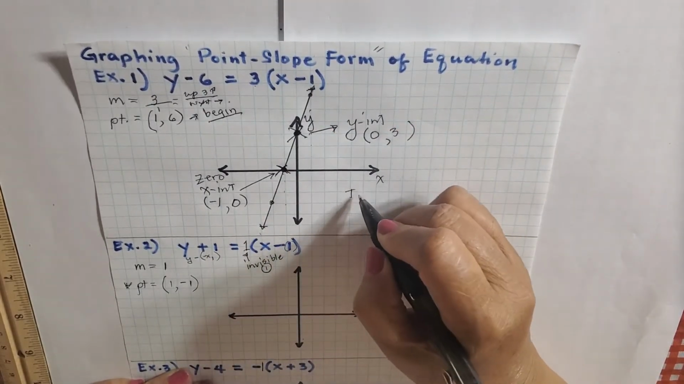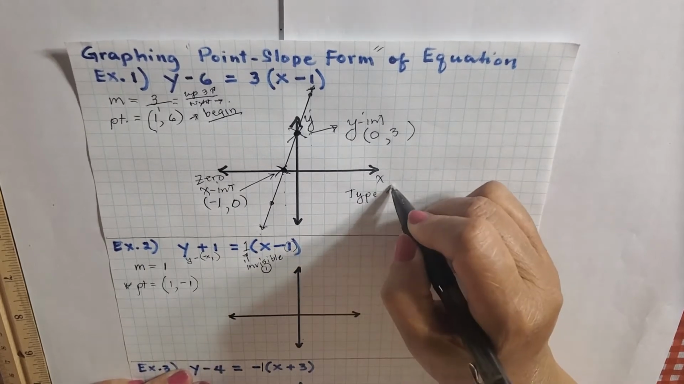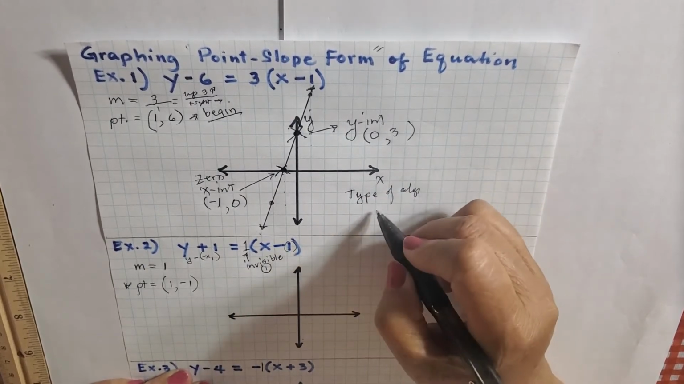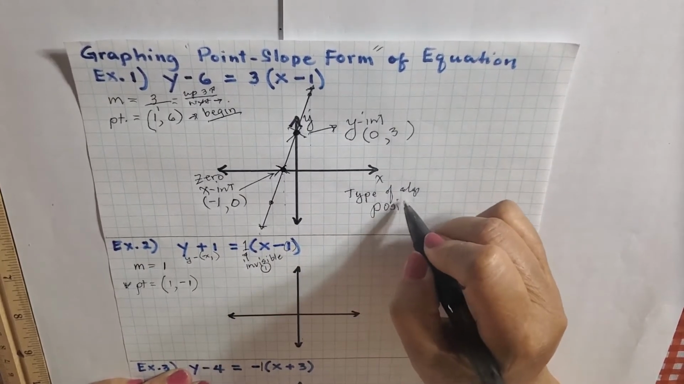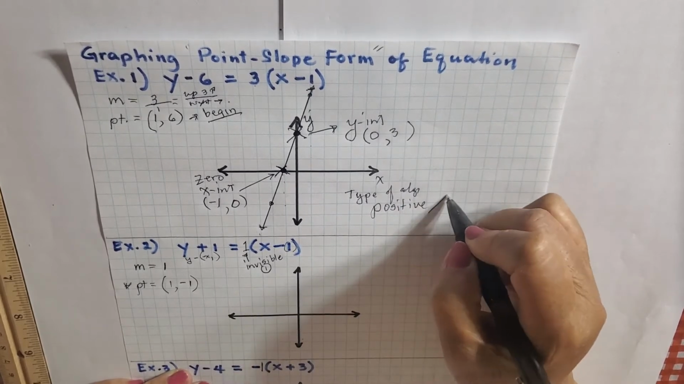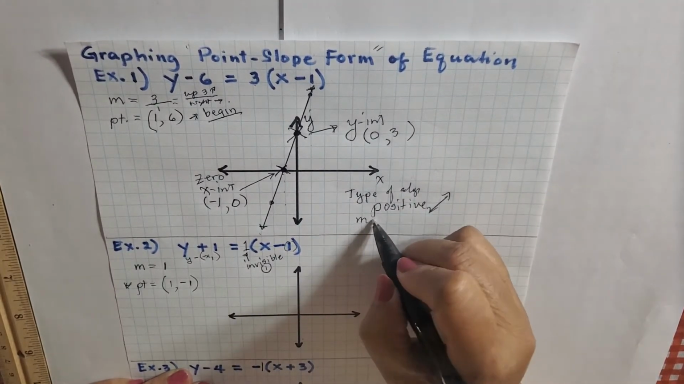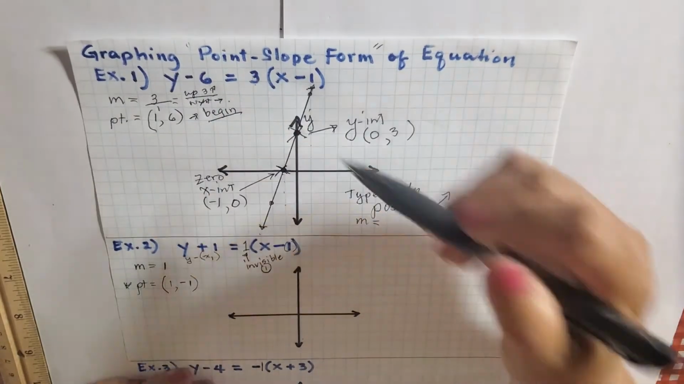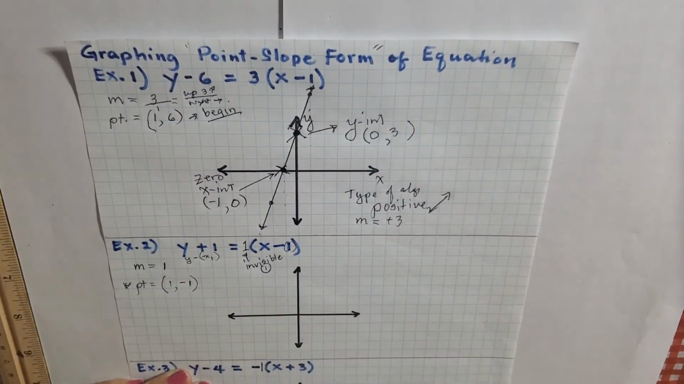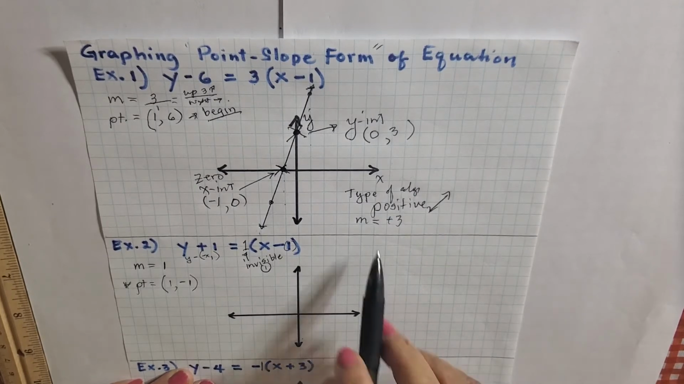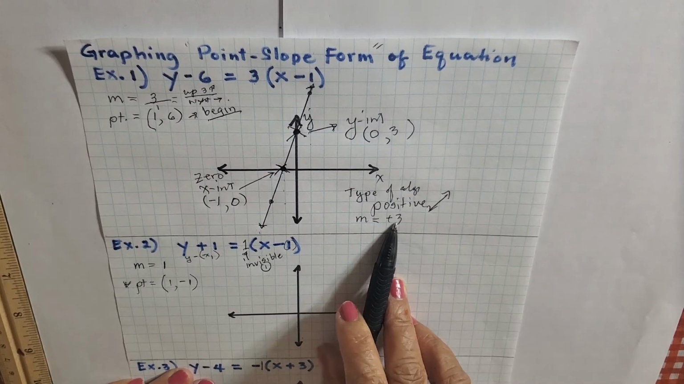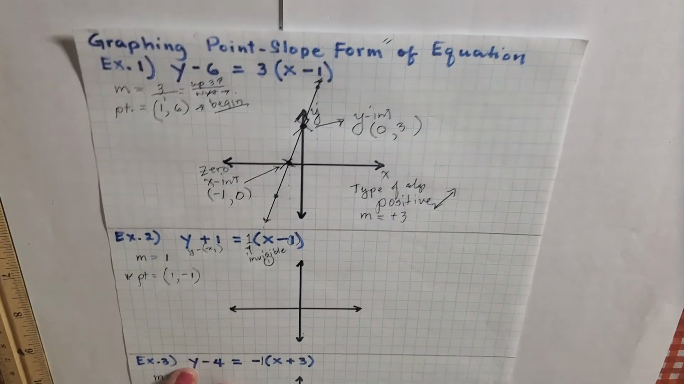And what type of slope is this? The type of slope is positive because it's going up. And the slope is 3, positive 3. So we identify the key features. Okay. Next, number 2.